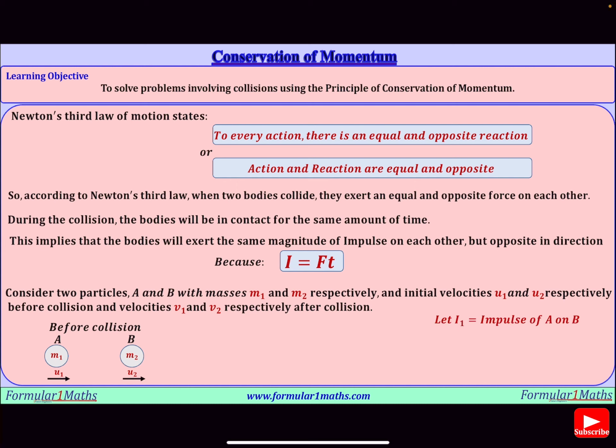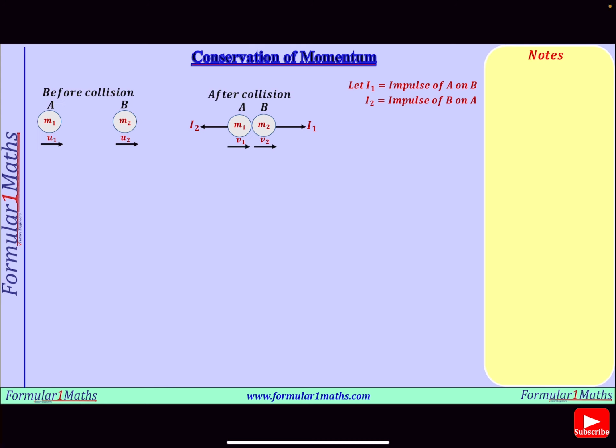If we then let I1 be the impulse of A on B and I2 the impulse of B on A, then we have a final situation like this, showing the directions of the respective impulse on the particles. I'm going to reproduce this same illustration on the next slide to use it to derive a very important equation. So here we have this illustration here.